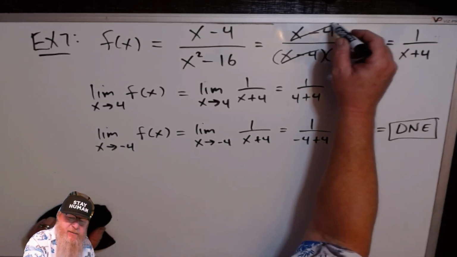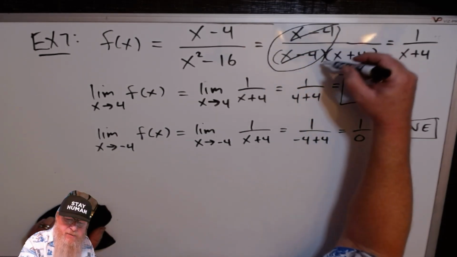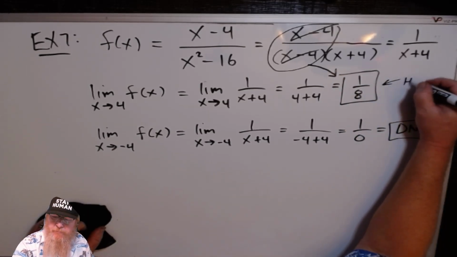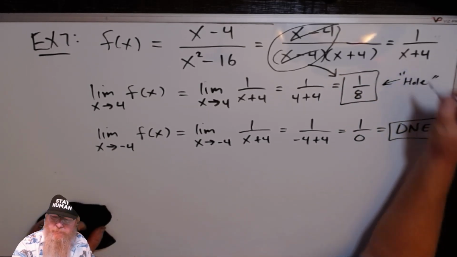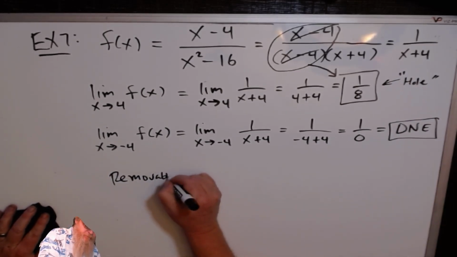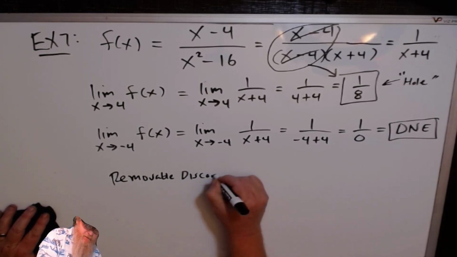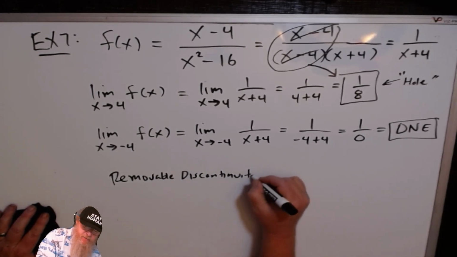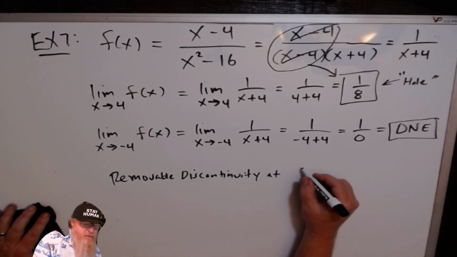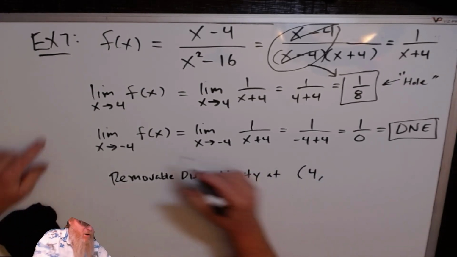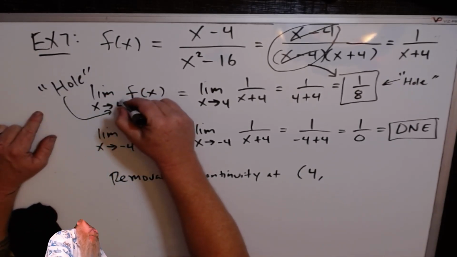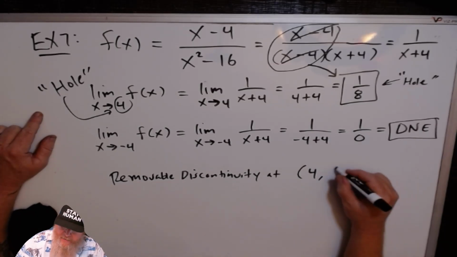Now this causes the hole. So there is a removable discontinuity at 4. So the hole is at 4 and 1/8.